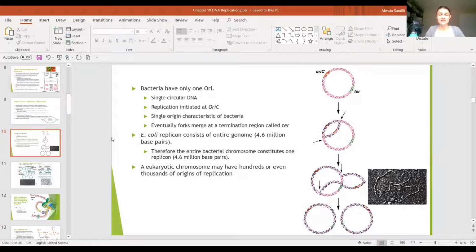So we have 23 pairs of chromosomes, so 46 chromosomes. We technically have 46 replicons. So it's the 46 DNA molecules or chromosomes that are going to be replicated. And so with eukaryotes, depending on the number of chromosomes, we can have many, many more replicons. Usually bacteria have one single replicon, which is just their entire genome, right?